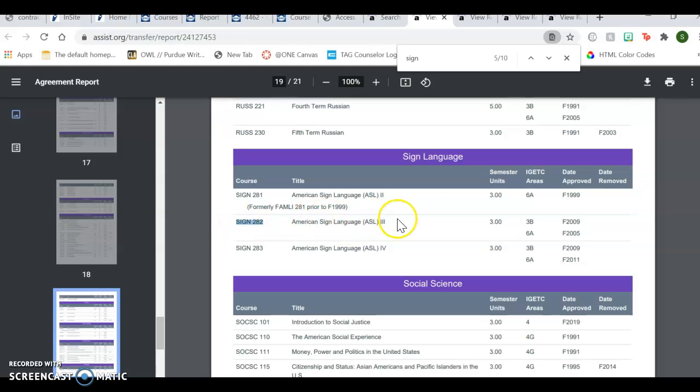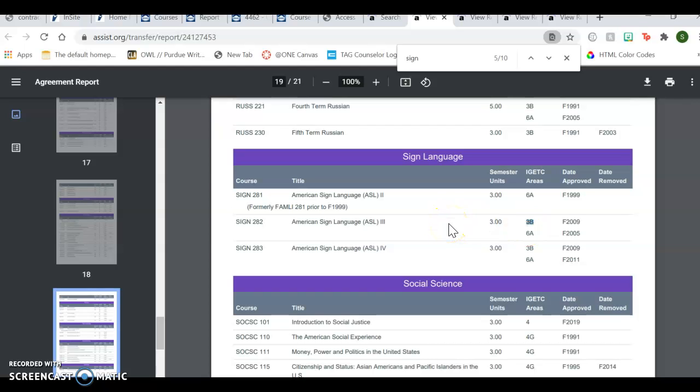Now, the other cool thing about this, if you keep looking down, here's sign 282. That's ASL 3. That meets area 3B. So remember we were trying to figure out which courses I should take? We need 3 courses for this area 3. One from the arts, one from the humanities, and the third comes from either place. Well, we planned for me to take the AFRAM 112. That was something that you and I talked about. I was really excited about. That's going to be area 3A. If I move on to sign language 3 in the fall, that sign language course will meet area 3B.